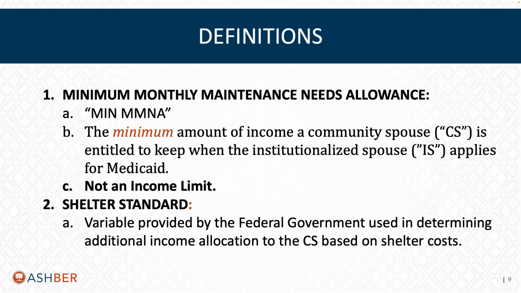And the Shelter Standard is a variable provided by the government that is used in determining additional income allocation to the community spouse based on shelter costs. So we're going to get into this a little bit, but the Shelter Standard really comes in those states that have both the minimum and maximum MMNAs. Essentially, the Shelter Standard will allow you to adjust that MMNA number, because that number can be variable going from one client to the next.